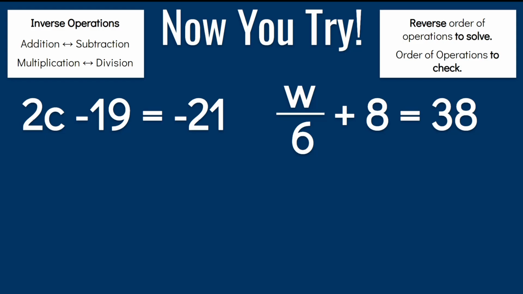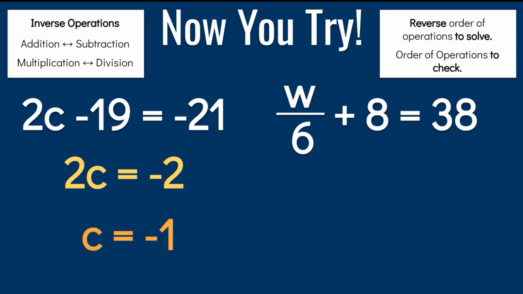Let's start with the problem on the left-hand side. Since we're going to follow reverse order of operations to solve for C, we're going to deal with that minus 19. And when we do that, we're going to add 19 to both sides. When I add 19 to negative 21, that's going to leave me with negative 2. And on the left side of the equation, I'm left with 2 times C. We want to get C by itself, so we're going to divide out that 2 from both sides, and I'm left with negative 2 divided by 2, which means that C is equal to negative 1.